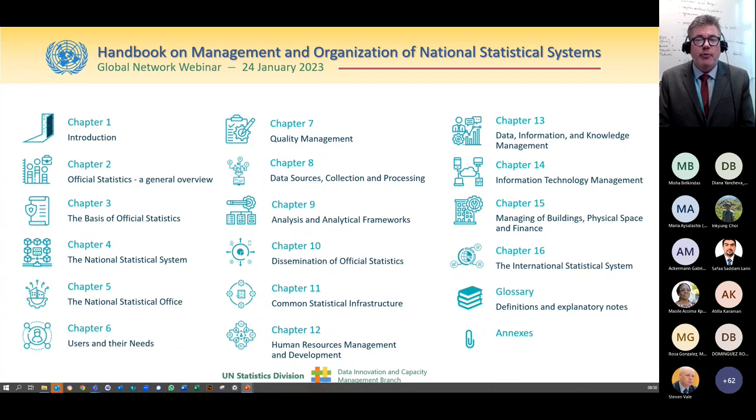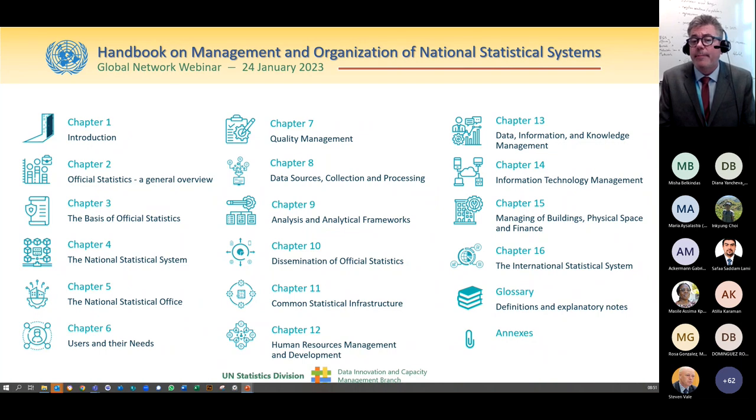Quality management, which is fundamental also from a user perspective. Data sources, collection and processing. And this is really a chapter that is very different from what we had in the past, because you can imagine that all these new data sources are also described there. Analysis and analytical frameworks, dissemination of official statistics, what kind of modern means do we have to disseminate statistics, the common statistical infrastructure that supports the production of statistics, human resources management and development, data information and knowledge management, information technology management, again fundamental, because this has changed tremendously since 2003.